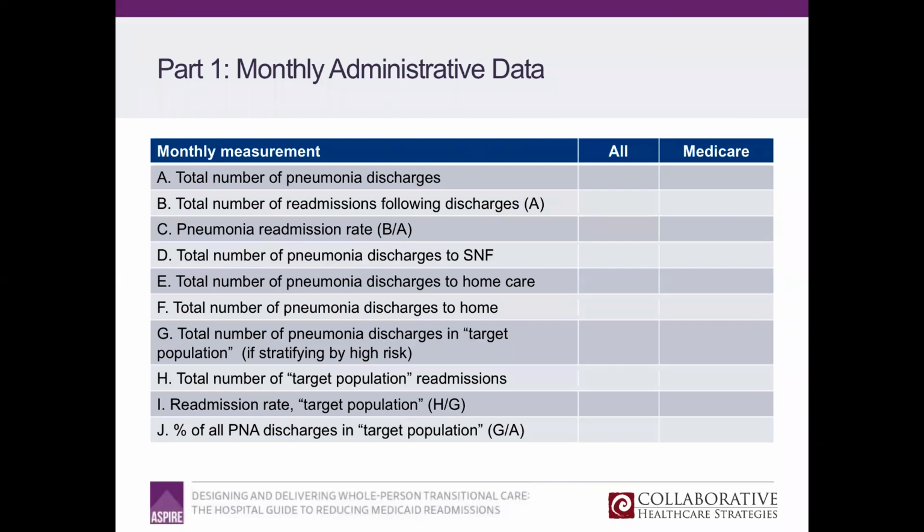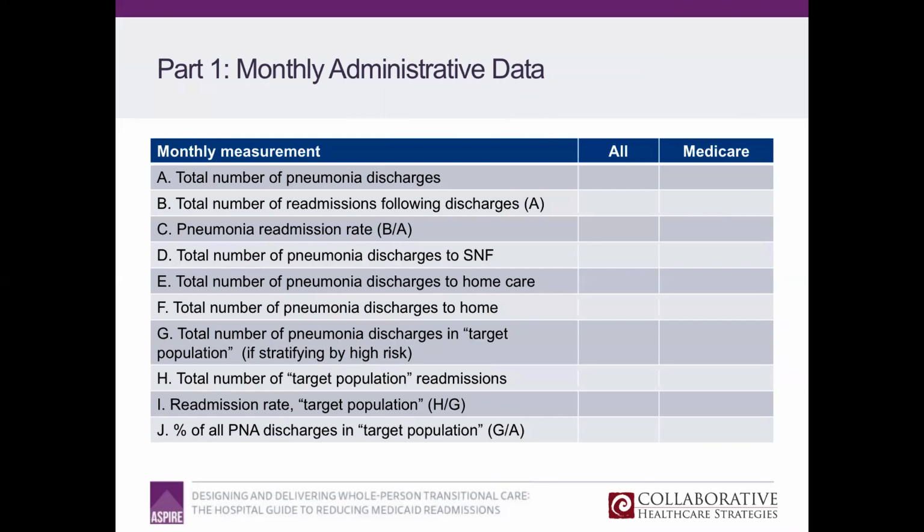So I put in the columns all and Medicare because my instinct is about half of you are focusing on Medicare and about half of you are doing pneumonia readmission work regardless of payer. So whether you're all or whether you're Medicare, I just wanted to remind you to specify, again, according to your own aim statement. So I recommend that you know the total number of pneumonia discharges at your hospital.